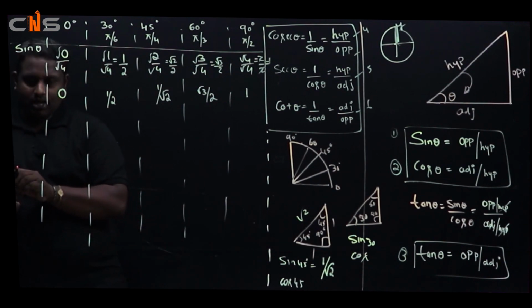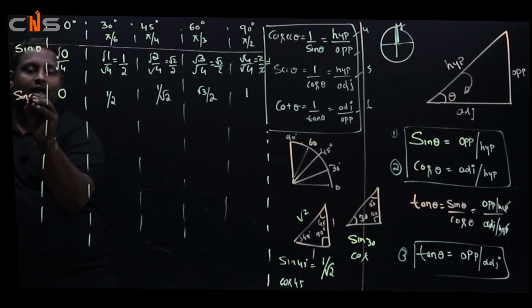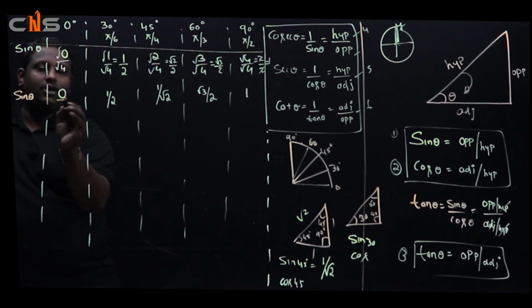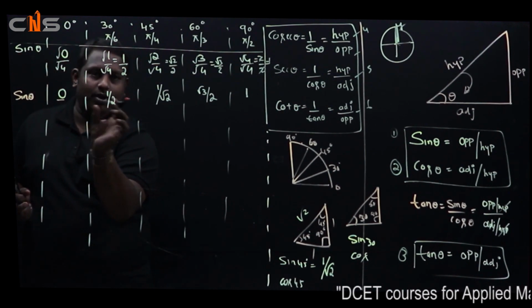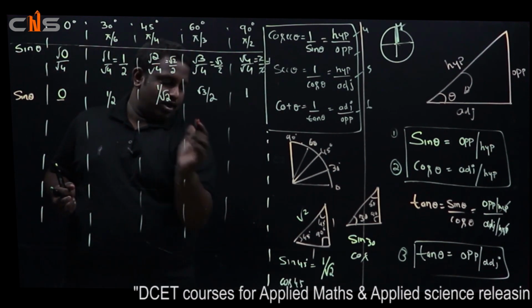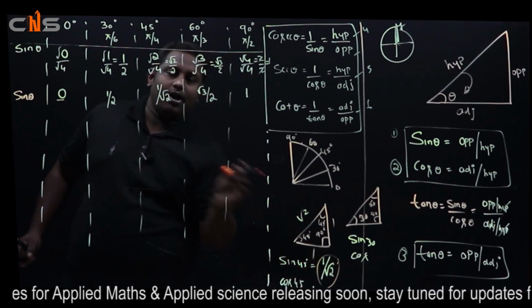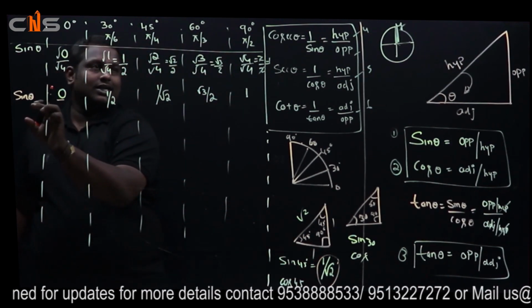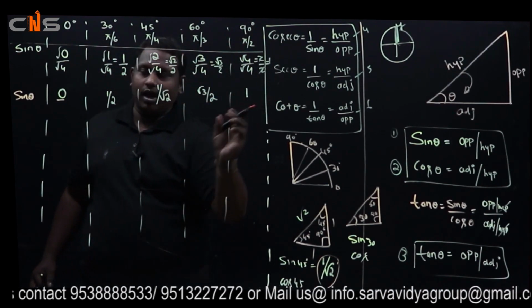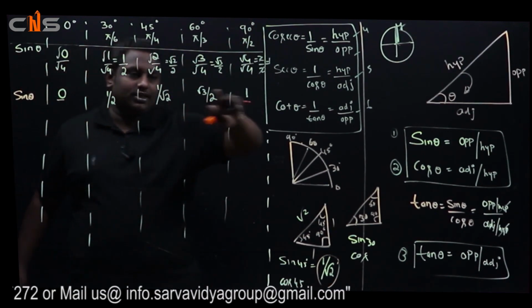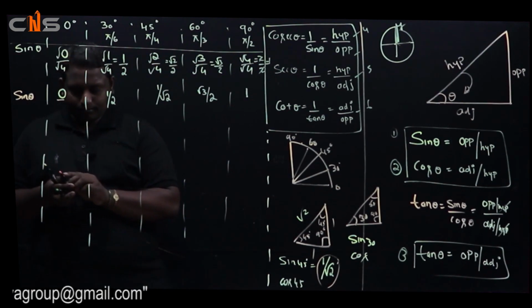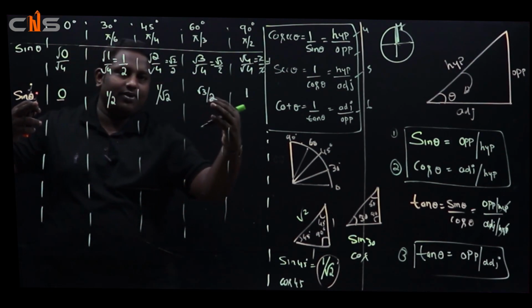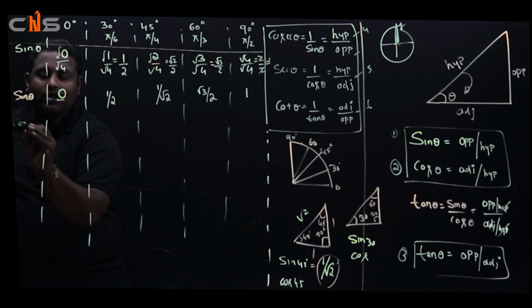So what is sin 0? 0. Sin 30, 1 by 2. Sin 45, as we did here, 1 by root 2. Sin 60, root 3 by 2. Sin 90, 1. So if you remember this, that is enough. So from this we can calculate cos theta.